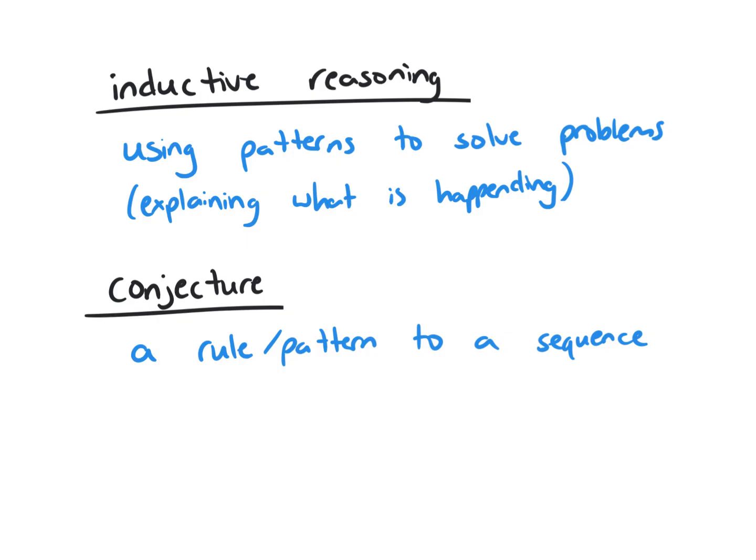If I took you back to the bell ringer that we had, what did we say was happening every time? Multiplying by 2. That would be our conjecture. Our conjecture for that one would be multiplying by 2.